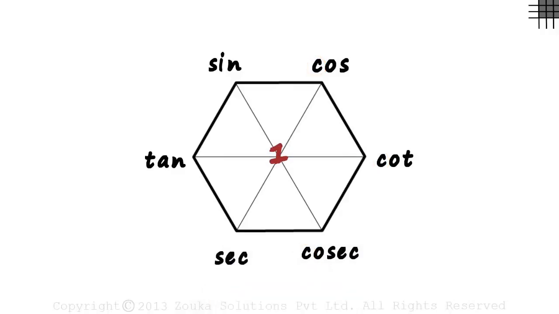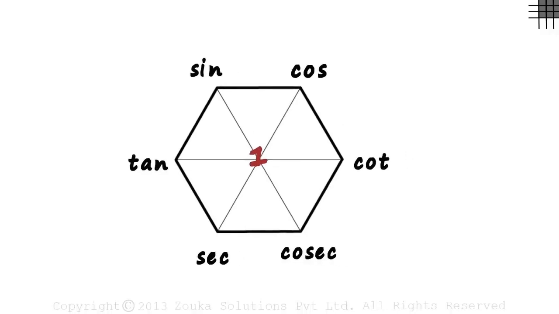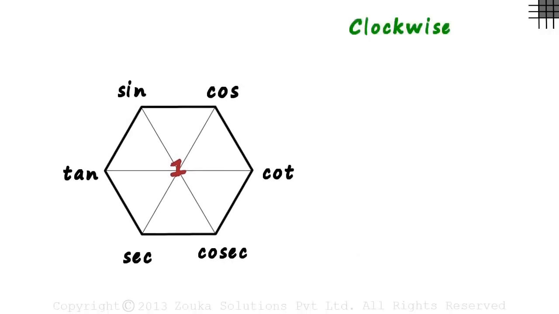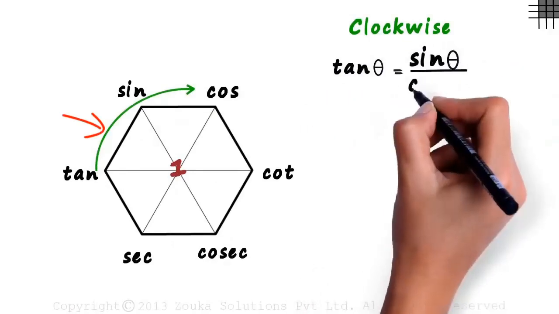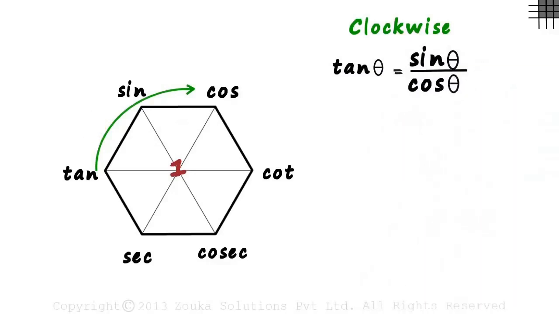Are you ready? You're going to learn a whole set of trigonometric formulae. This video is fun but also very long as we will be covering most of the trigonometric formulae we have studied before. To understand the first set of formulae, let's try going around the hexagon in the clockwise fashion. We go like this. This tells us that tan theta equals sine theta by cos theta. Well, that's how we started making our hexagon.